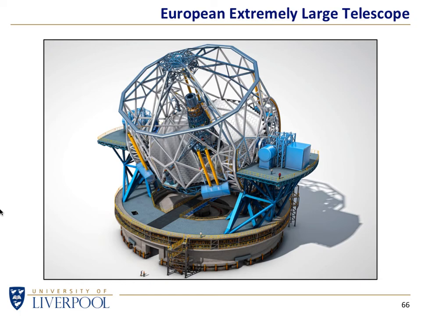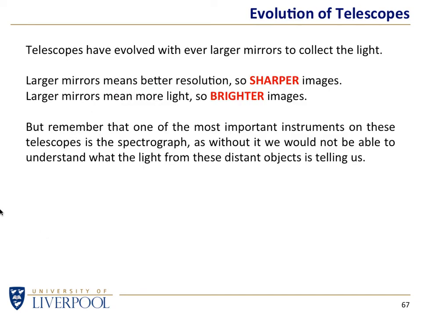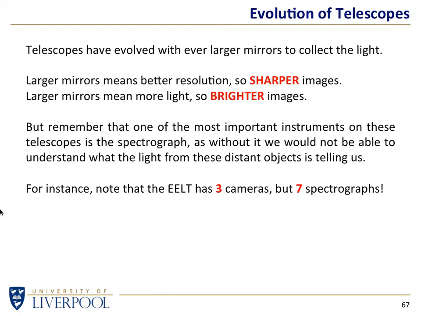Hubble can produce some wonderful images which show you what it looks like, but if you want to know what it's doing, what it's made of, how it's moving, what the dynamics are, if you want to know anything other than what it looks like, you don't need a camera, you need a spectroscope. And for instance, in the case of the European Extremely Large Telescope, I can't remember what the ratio is, but something like three cameras are planned, but seven spectrographs are planned. That gives you an indication that spectra are considered by scientists to be far more valuable than images. Images are great, but spectra are really valuable because you can tell what atoms are there and what they're doing.